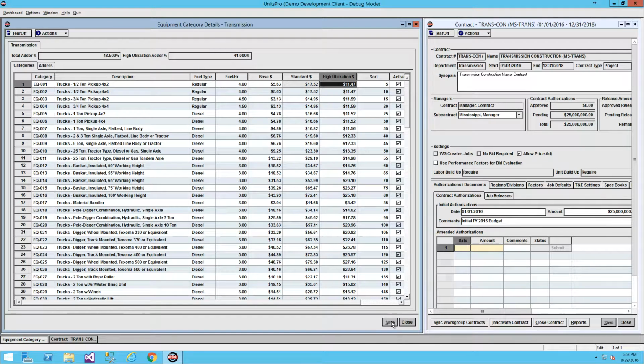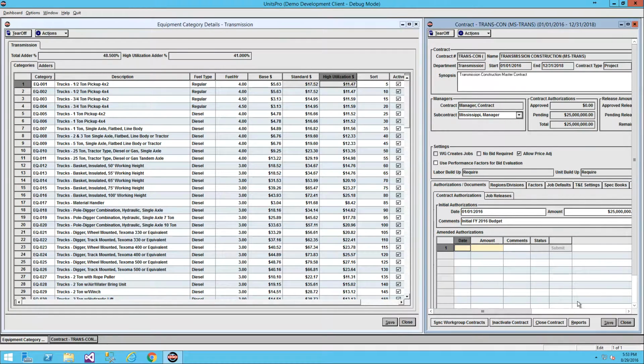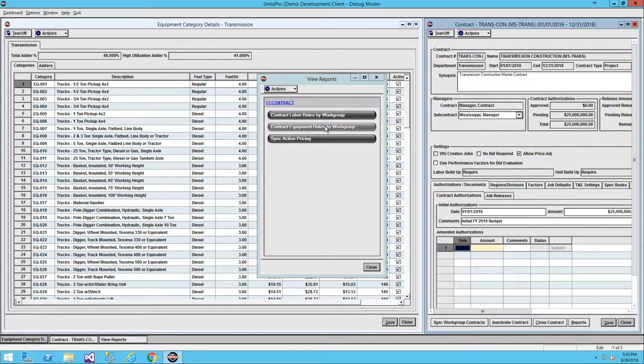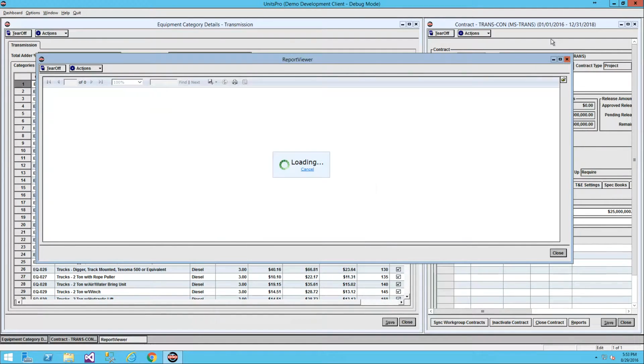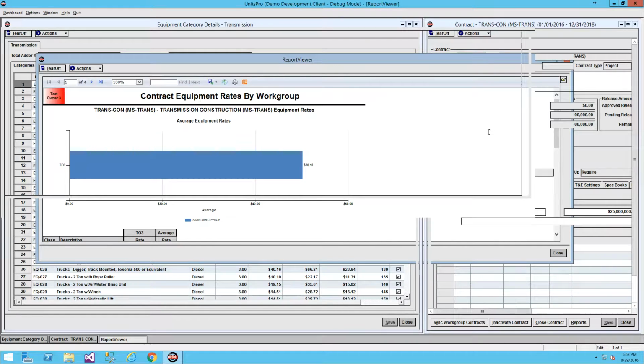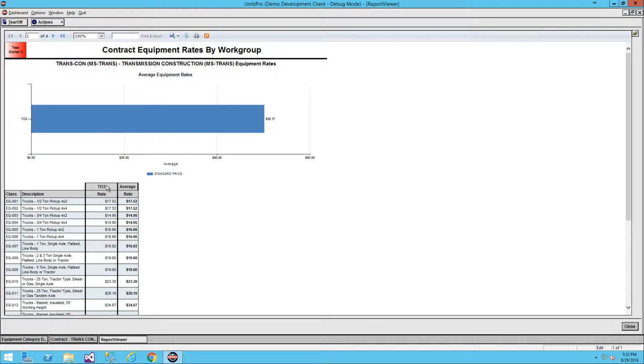We'll go ahead and save this and come over and take a look at our report for equipment. This report presents the owner and then every work group that has already priced this equipment and had its pricing accepted will be shown here for comparative purposes.